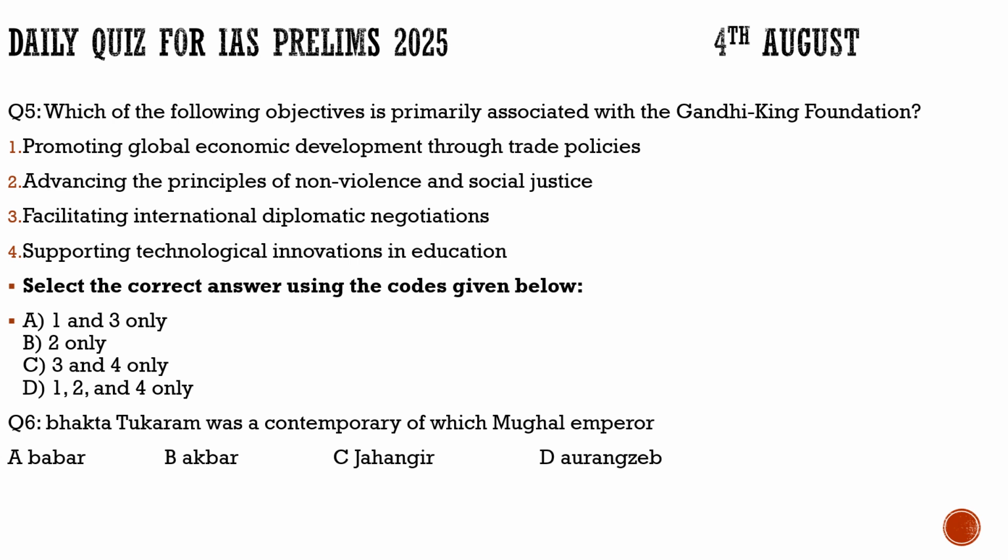Now coming to question number 6, these are related to previous year questions. Here the first question, Bhakta Tukaram was a contemporary of which Mughal emperor? Was he contemporary to Babur? No. Akbar? Neither him. Aurangzeb? Not him also. He was contemporary to Jahangir.